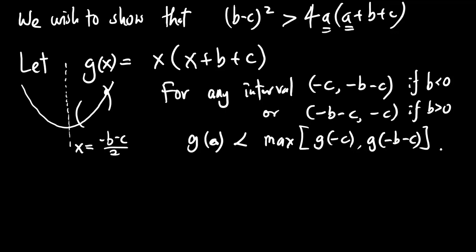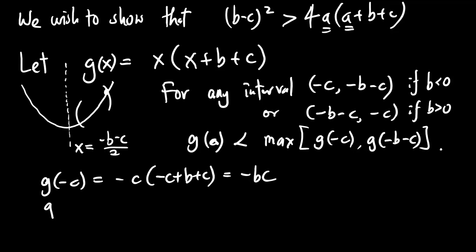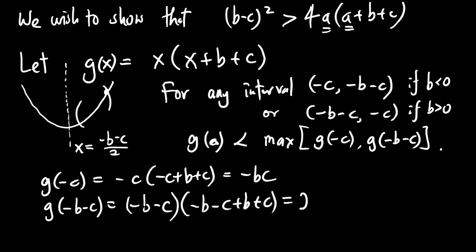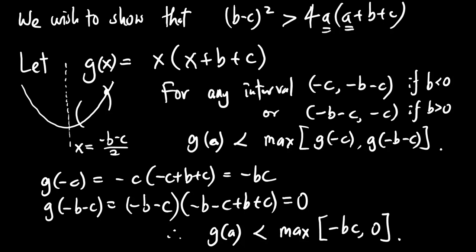So let's calculate g(−c). g(−c) will be (−c)(−c + b + c), that is −bc. And g(−b − c) is (−b − c)(−b − c + b + c), that is 0. So g(a) must be less than the maximum of −bc or 0. There are two cases to be considered.